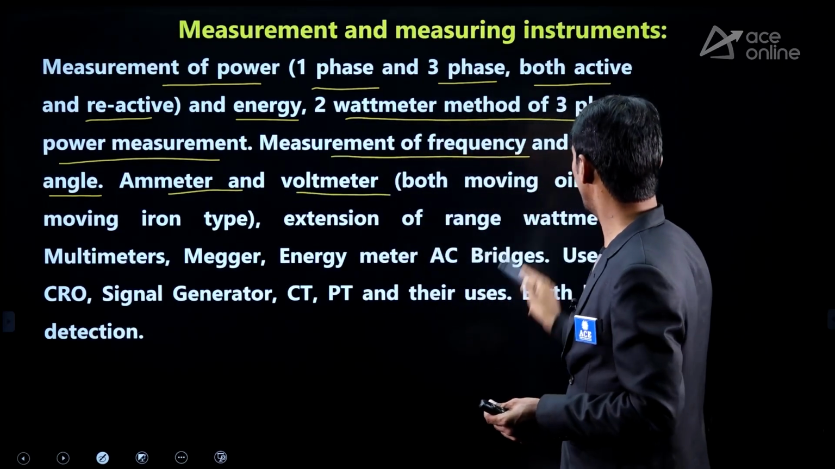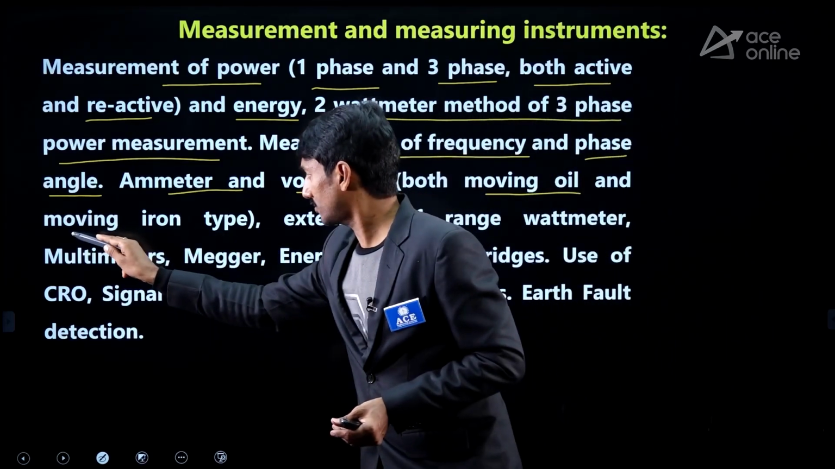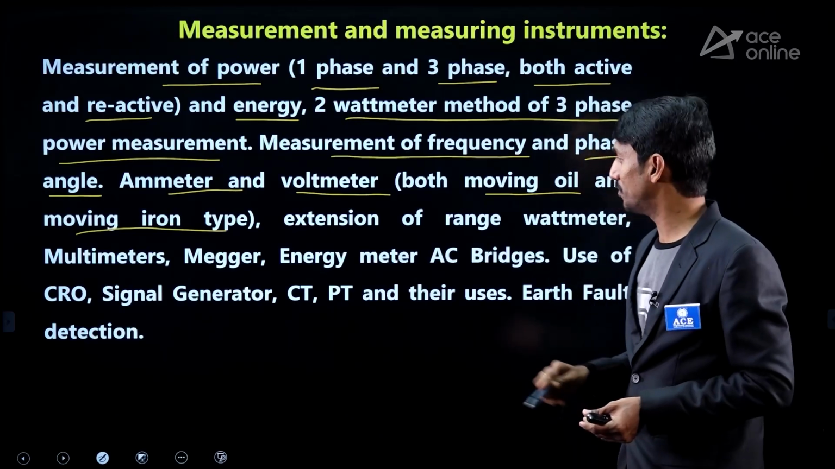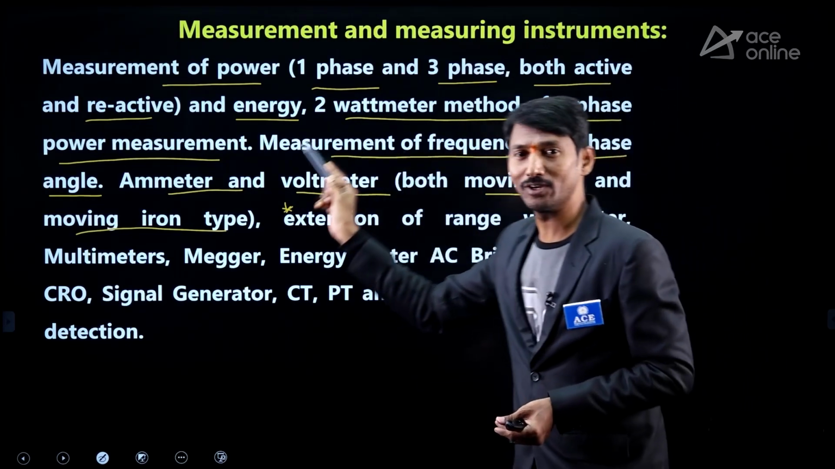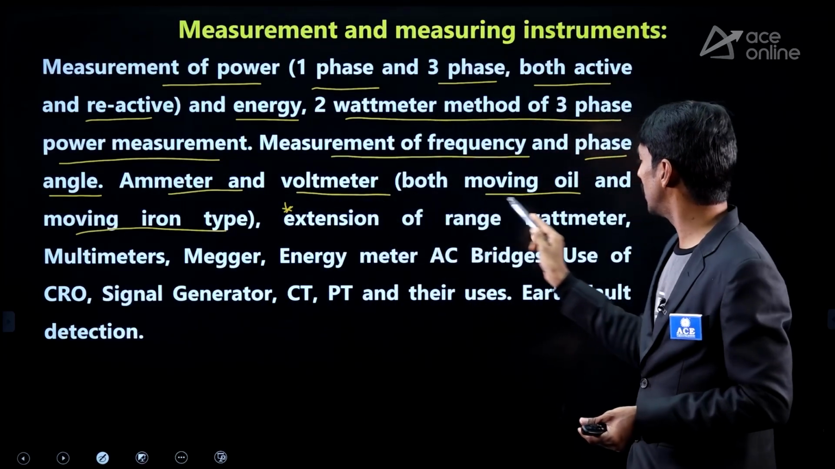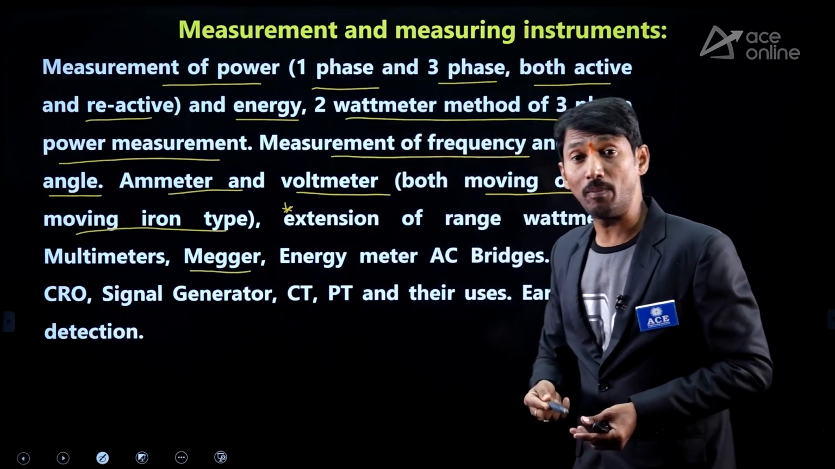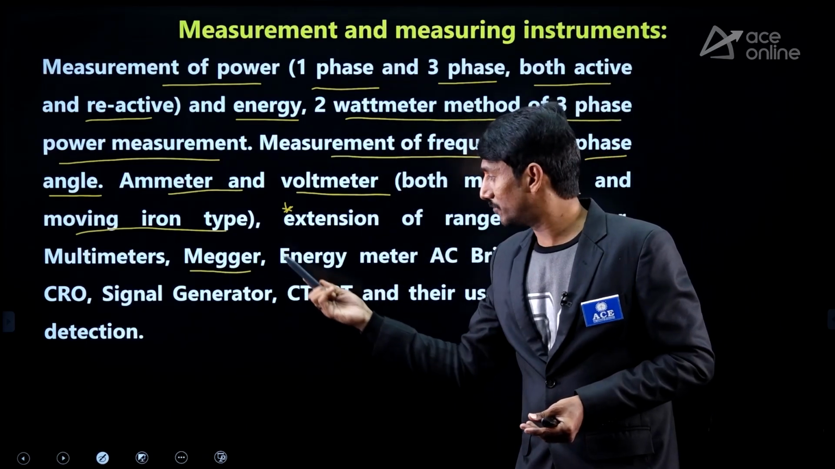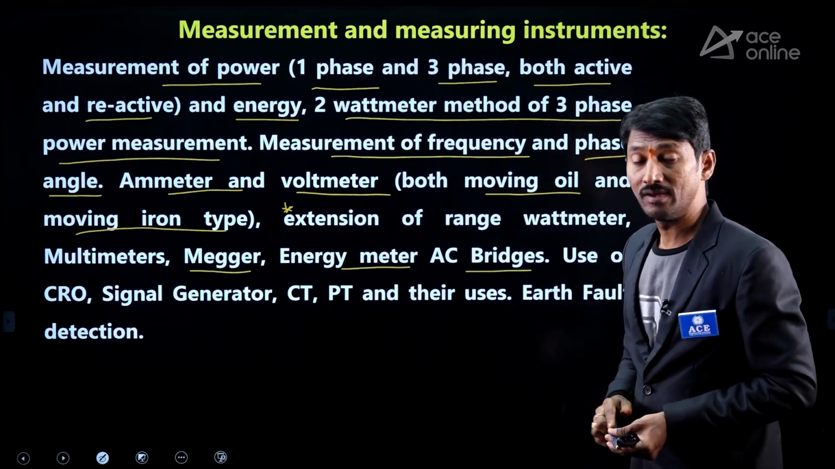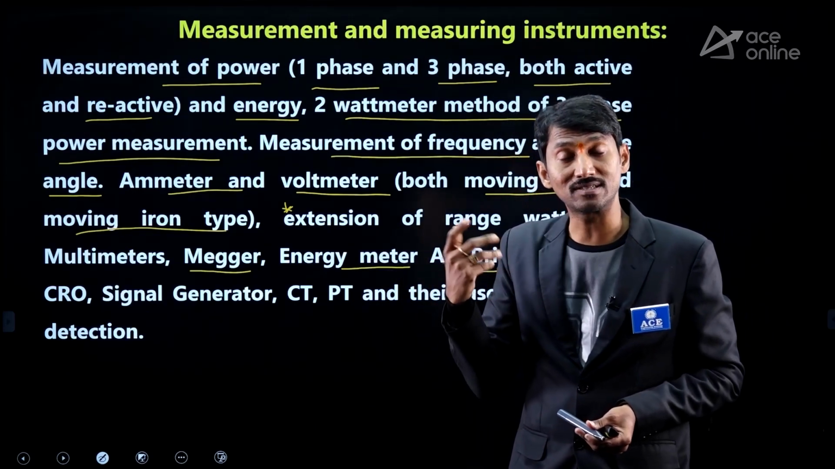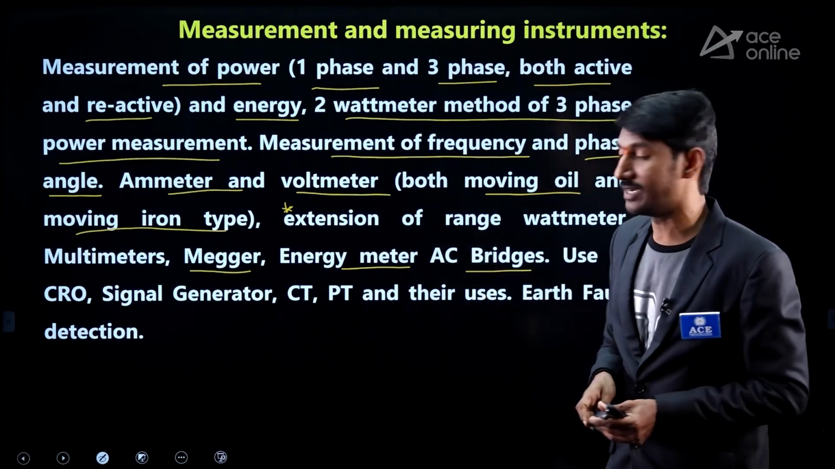Ammeter and voltmeter, both moving coil, generally we say PMMC, and then moving iron, we say MI. Extension of range, this is generally very important. Of course, each and every topic is playing a role, but extension of range of corresponding meters is very important. Megger, it is a popular device used for measurement of insulation resistance. Energy meter, AC bridges, self-inductance measuring bridges, capacitance measuring bridges, frequency measuring bridges, and mutual inductance measuring bridges.